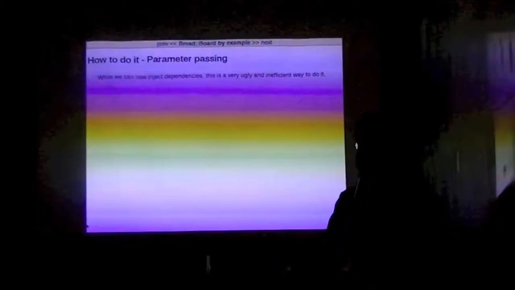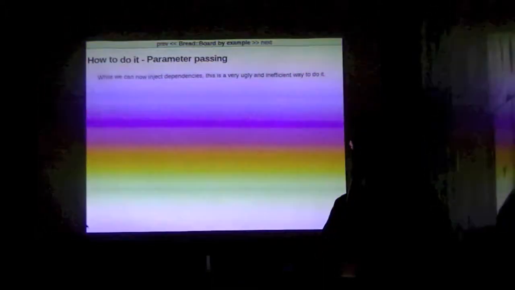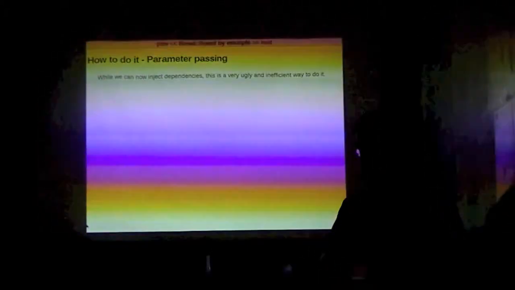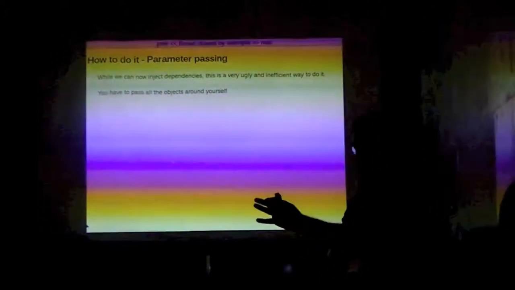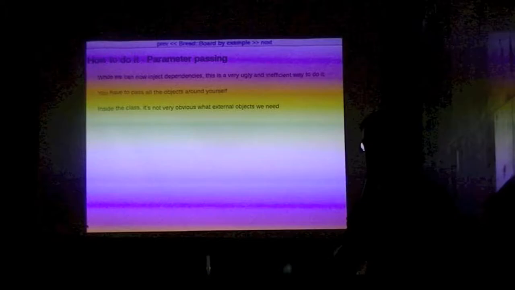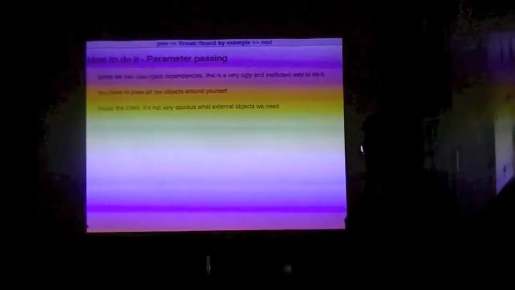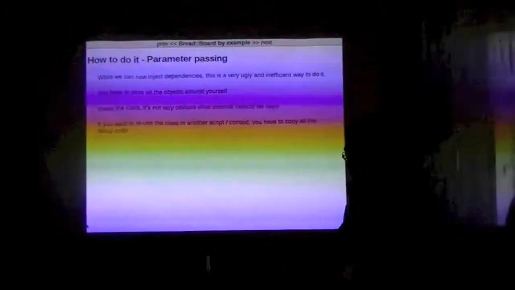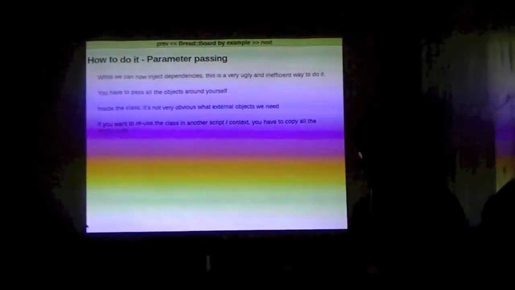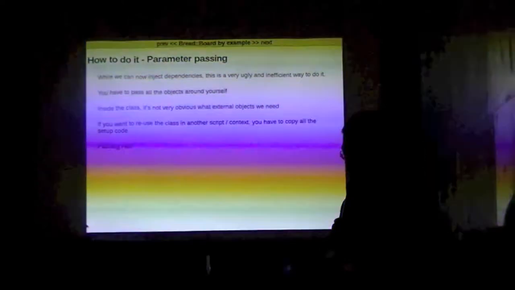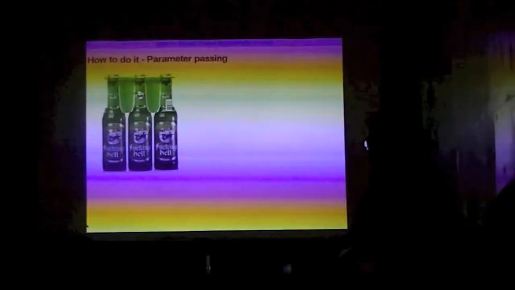So while we can now inject dependencies, so this is dependency injection, something you've probably done for 10 years or even longer, this is a very ugly and inefficient way to do it, because of course you have to pass all the objects around to the other objects and the other methods. Inside the class, it's not really obvious what you need, so if you just look at the code of the class, you don't see what objects it depends on. And if you have to reuse the class in another script or in another context, you have to reinitiate all the objects. You have to copy the setup code. That's hell. Do you remember my talk from last year?